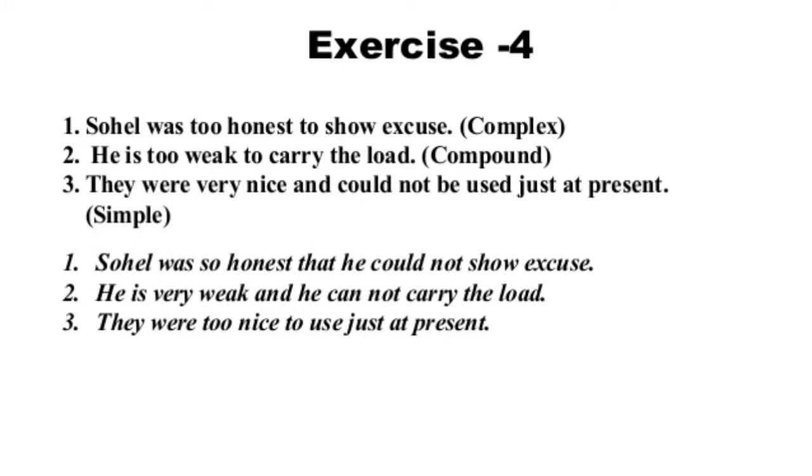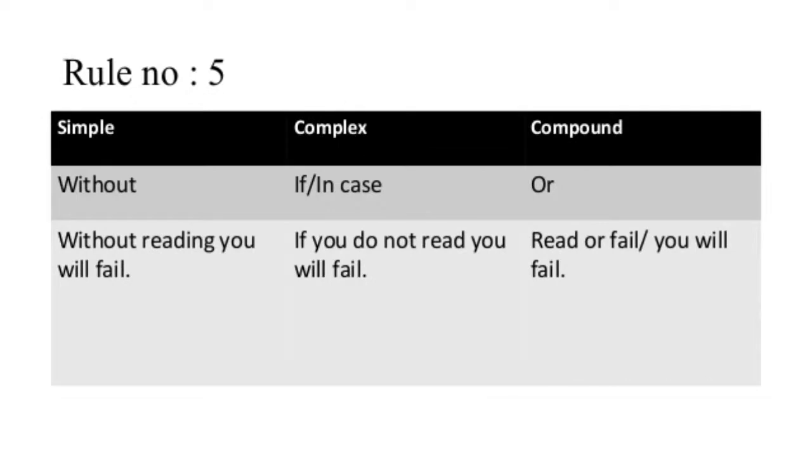So in rule 4, we have discussed simple, compound, complex, all the 3 types of sentences. So that's all from rule 4. Now let's move on to the next rule, that is rule 5. In rule 5, a simple sentence starts with the keyword without. In simple it is without. In compound with the coordinating conjunction or, in complex with the subordinating conjunction if or in case. So children, look at the example here.